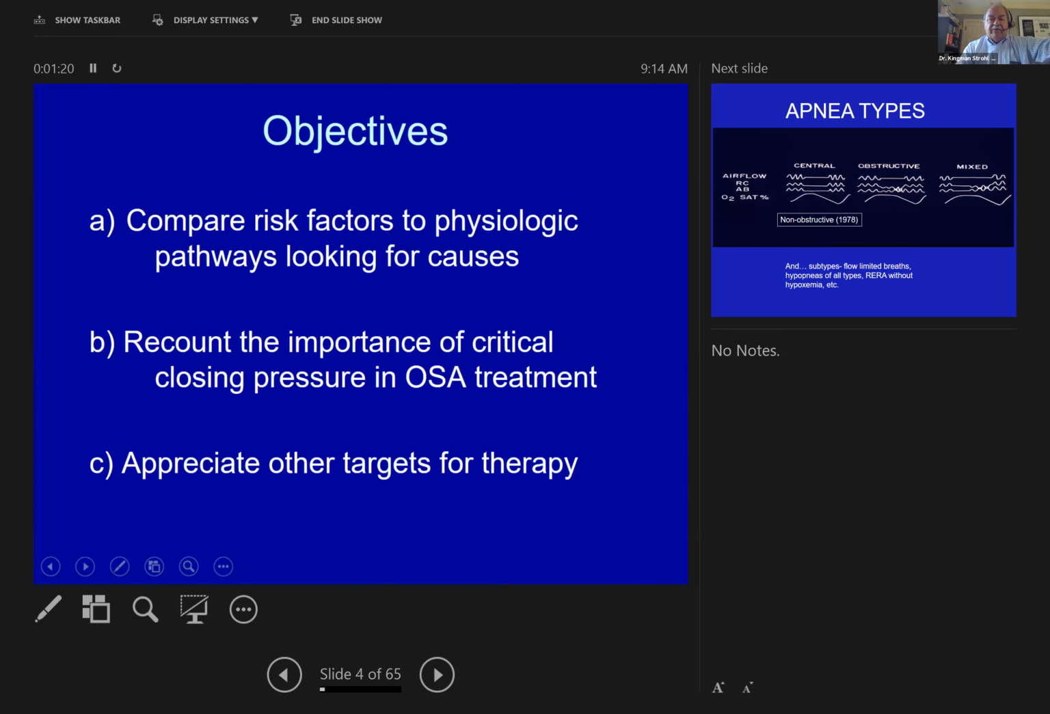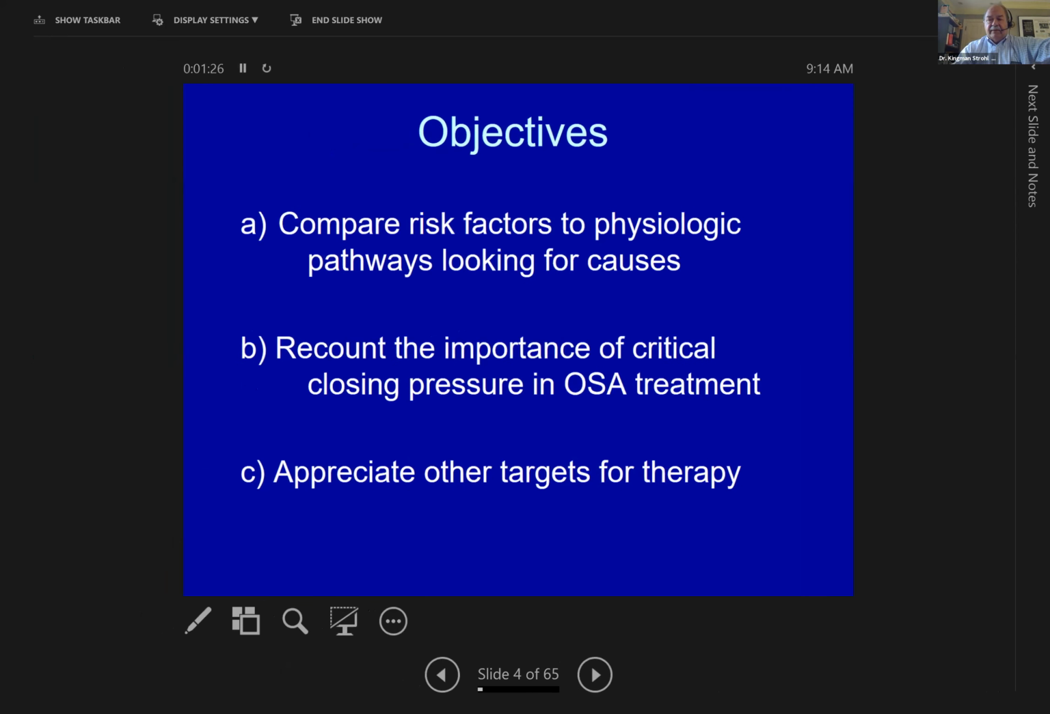So we want to talk about risk factors. We want to compare the risk factors to physiologic pathways, looking for causes. We talked a little bit about that in your review, Zach. So some of this will be a review of what Zach's paper was all about. Right. The importance of critical closing pressure, and appreciating other targets.